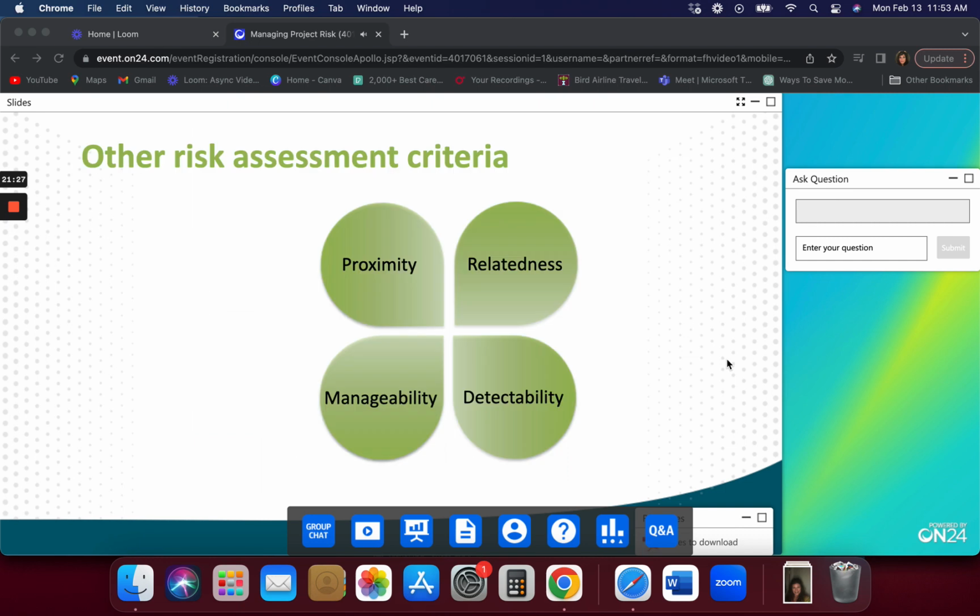So probability and impact are the most common ways of assessing risk exposure, but there are others as well.